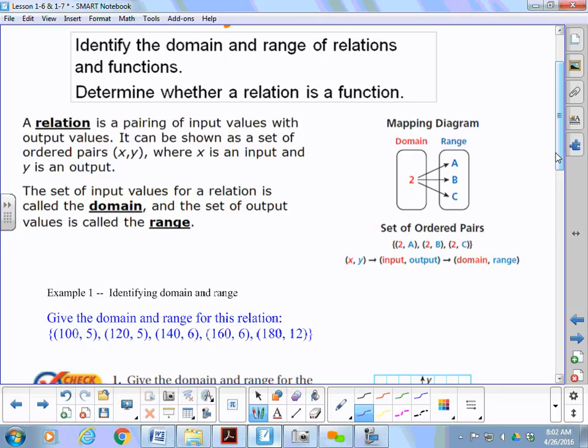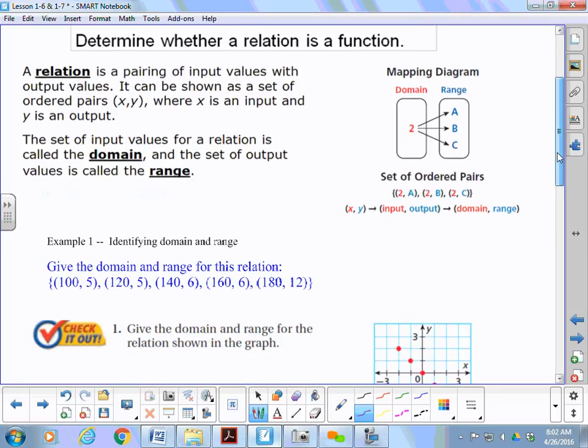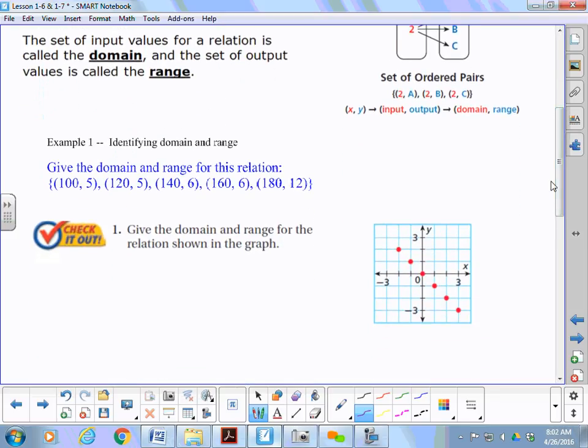So our input values and our domain are the same thing. The set of inputs is called the domain, and the set of outputs is the range. Okay? So, identifying domain and range. Here's a set of points, a relation, and we want to identify the domain and range.